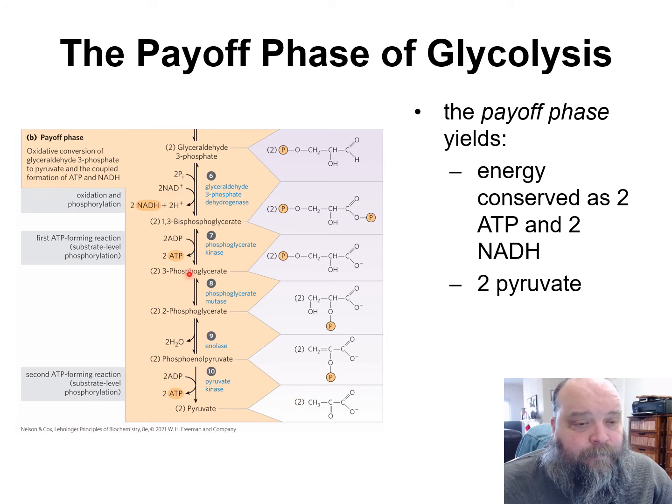So technically, last slide, the preparatory or investment phase, depending on what textbooks you're using, utilizes 2 ATP, turns them to ADP. That gets the ball rolling. This payoff, 2 NAD+ become 2 NADH. 4 ADPs become 4 ATPs. And you end up with 2 pyruvates that will be utilized later.